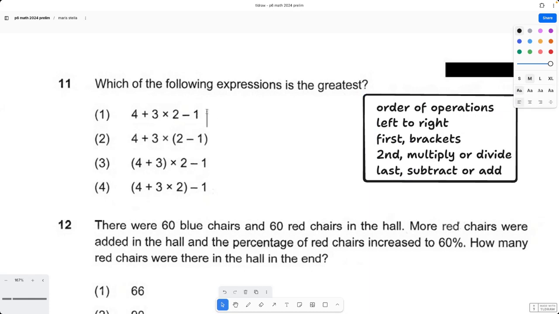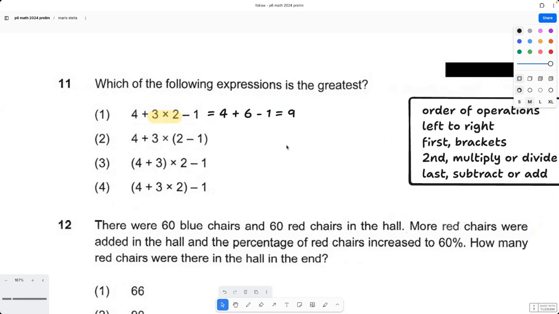So from here we can just do this, right? 3 times 2 equal to 6. I'm going to highlight which one we'll do first. 3 times 2 is 6. So 4 plus 6 minus 1, which is equal to 9. Okay, let's move to the next one. So this one is first, so 2 minus 1. So that means this will be 4 plus 3 times 1.